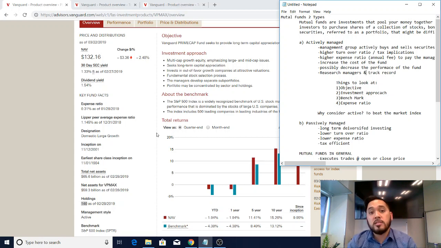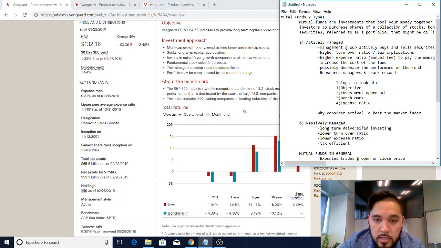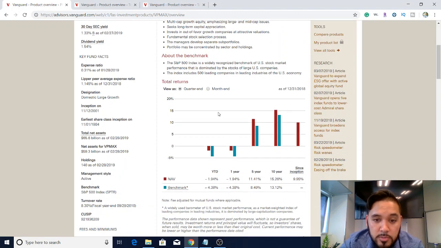So why should you consider investing in an actively managed mutual fund? Because you want to try to beat the market index. Looking over here at the actively managed mutual fund, this Primecap fund has actually been doing better than the S&P 500. Looking at their tenure over time, the 10-year average is 2%, 3%, 3%, 2%. So definitely when you're looking at actively managed funds, those are things to consider.